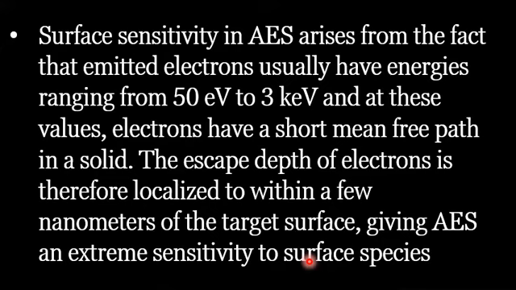So in simple words, if I conclude, Auger electron spectroscopy is a surface sensitive technique because the energy of the emitted Auger electron is in the range of 50 electron volt to 3 kilo electron volt, which means that the mean free path of the Auger electron is short, and as a result an Auger electron will be emitted from a few nanometer depth of the surface of the material or thin films.